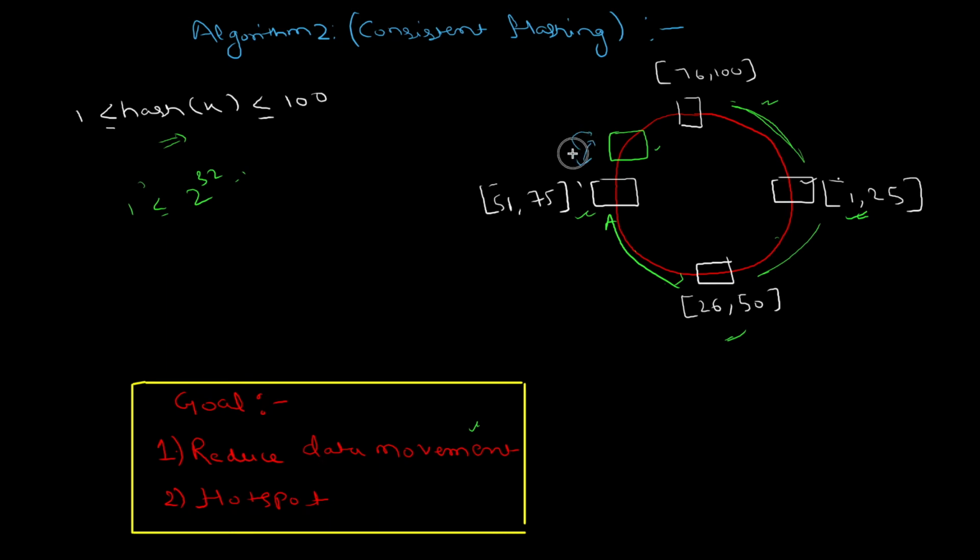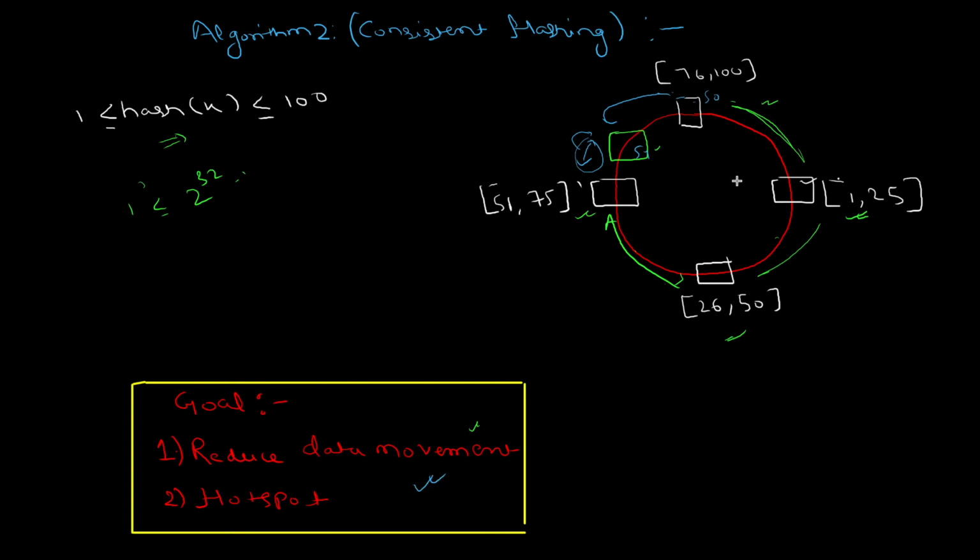So all the keys which were in this range, which were earlier mapped to this, will have to come from this server, let's say S0, to a new server, let's say S4, right? So the only data movement is from S0 to S4. No other nodes are impacted. Now let's see how this solves the hotspot problem.